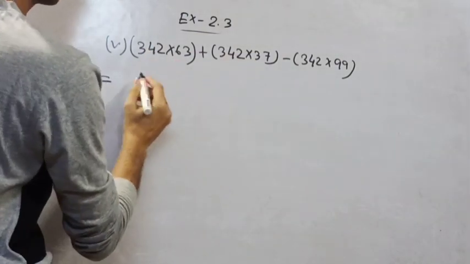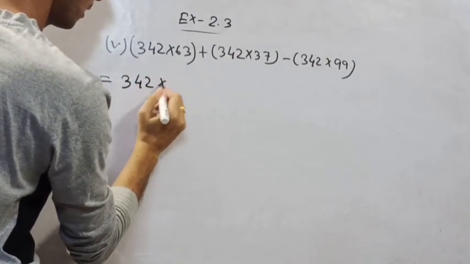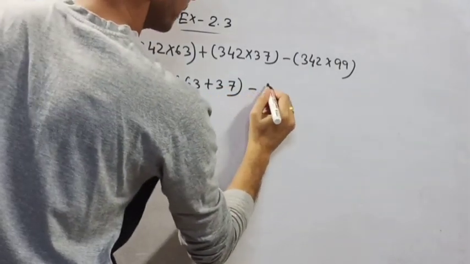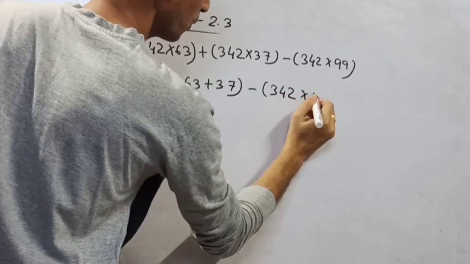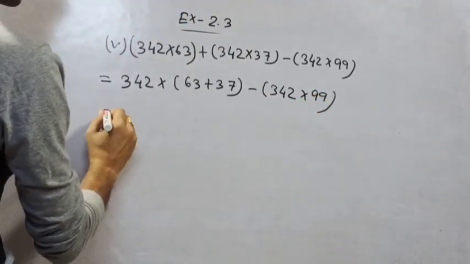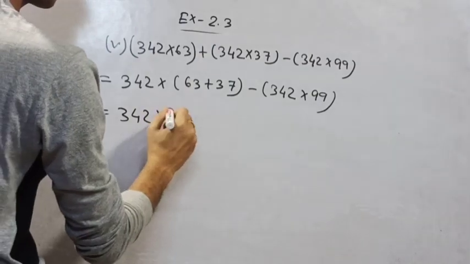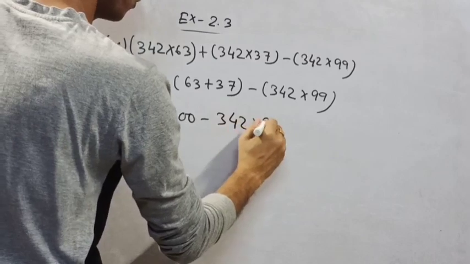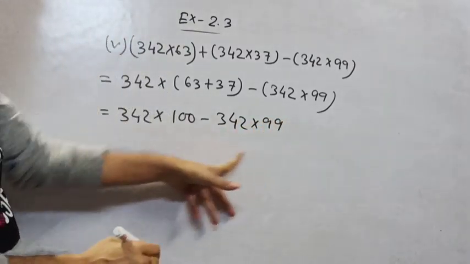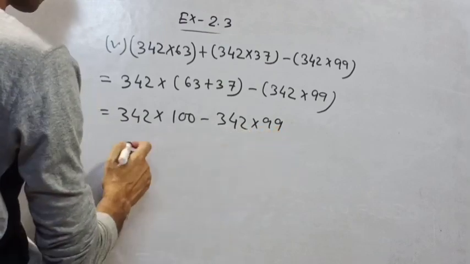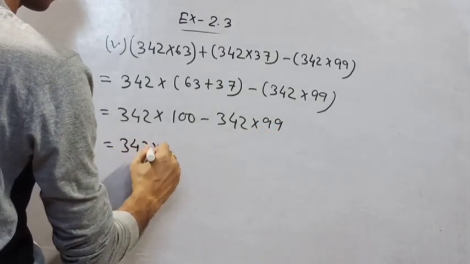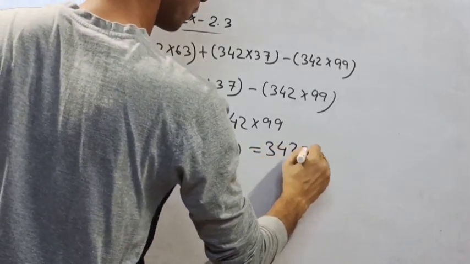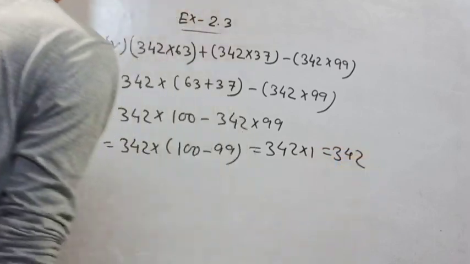Into B into 6. So say 342 into 63 plus 37, then minus 342 into 99. So here 342 into 63 plus 37, 100, minus 342 into 99. So A into B minus A into C. Again, distributive property of multiplication over subtraction. So 342 into 100 minus 99. That is 342 into 1, 342.